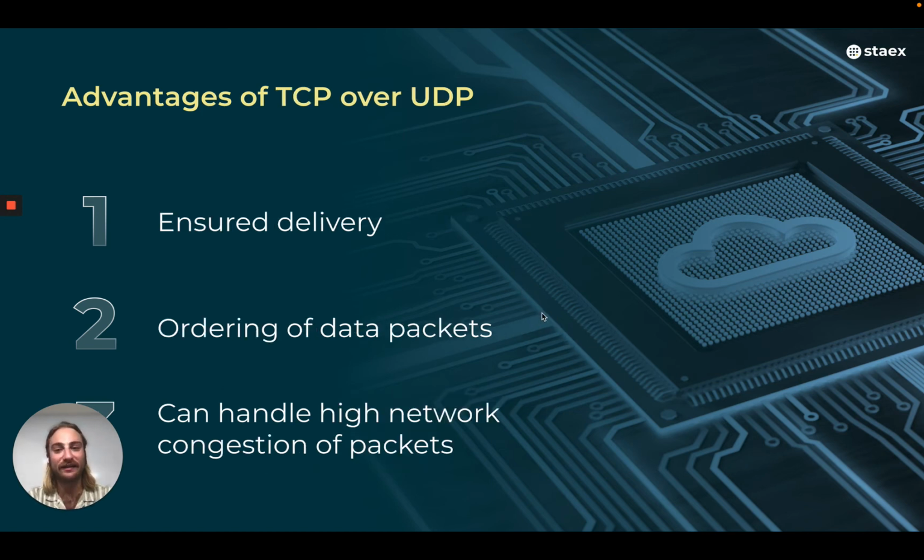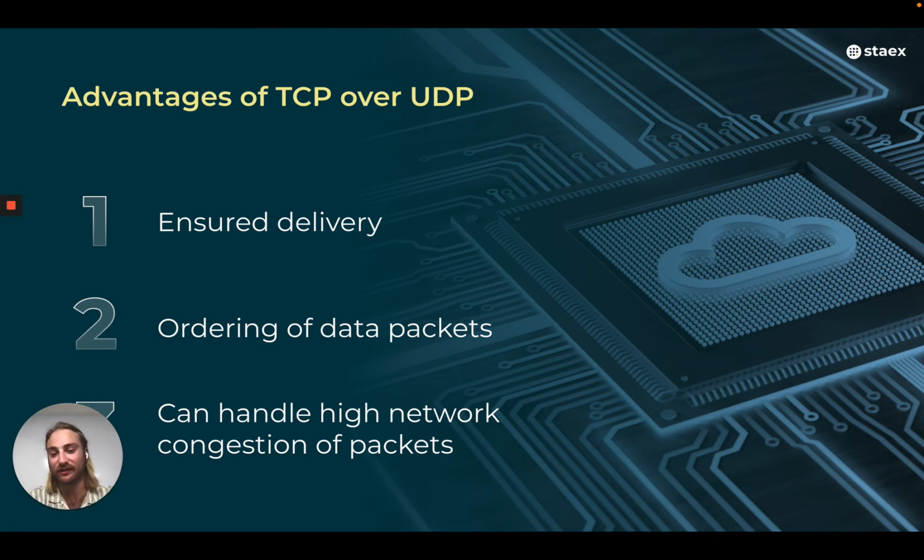Now on the flip side, the advantages of TCP are that you have an ensured delivery, like we mentioned before. You have a for sure ordering of your data packets, so if something gets lost in transit, it'll be resent. It makes sure that packet ends up being delivered in the proper order to the proper recipient, whereas UDP does not do that.